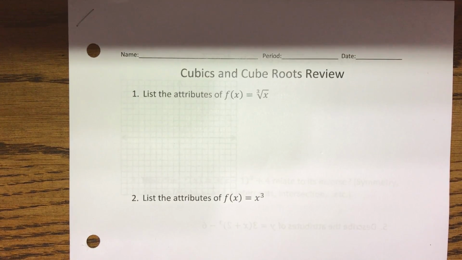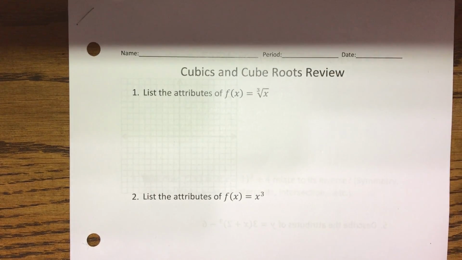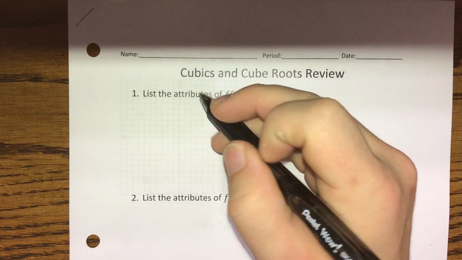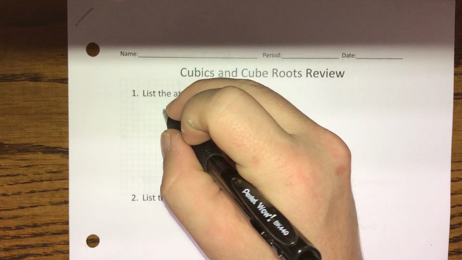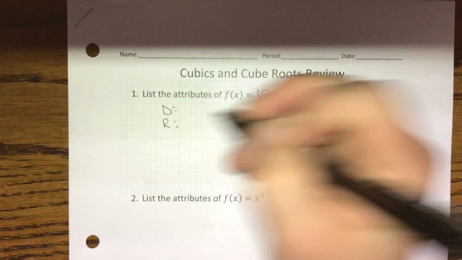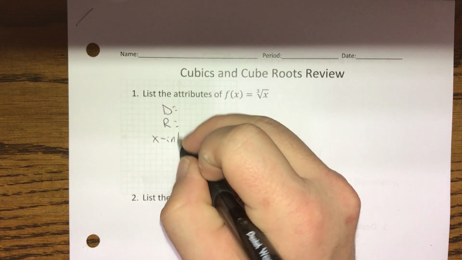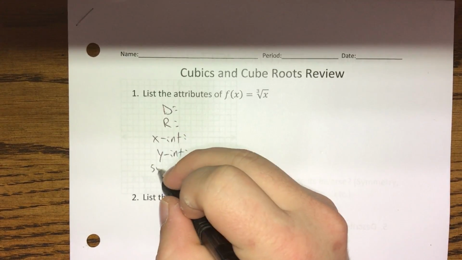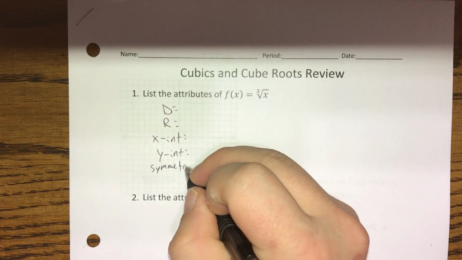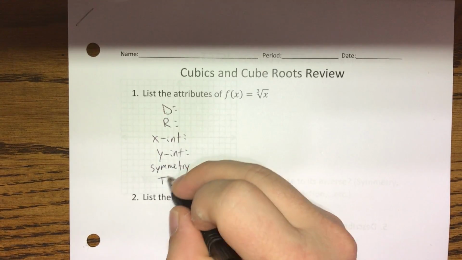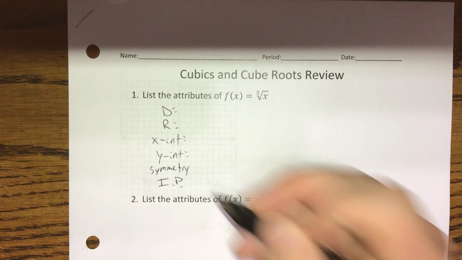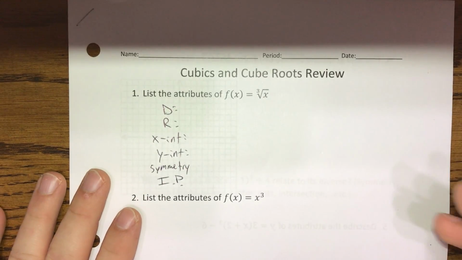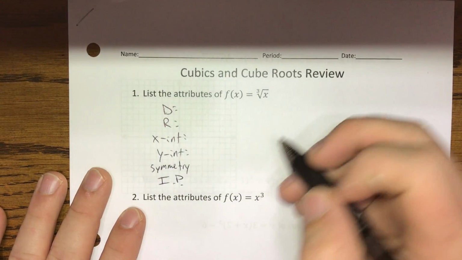Alright, it's time to get ready for our Unit 6 test over cubics and cube roots. Numbers 1, 2, and 3 all talk about attributes. Anytime we see the attributes, we're going to talk about the domain, the range, the x-intercepts, the y-intercepts, the symmetry, and the inflection point, which I'll just put IP, that's the turning point.